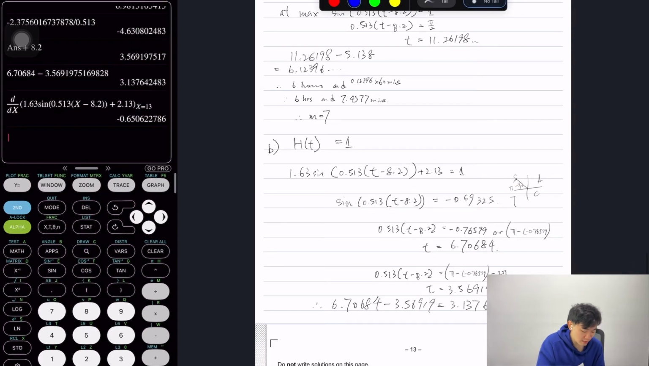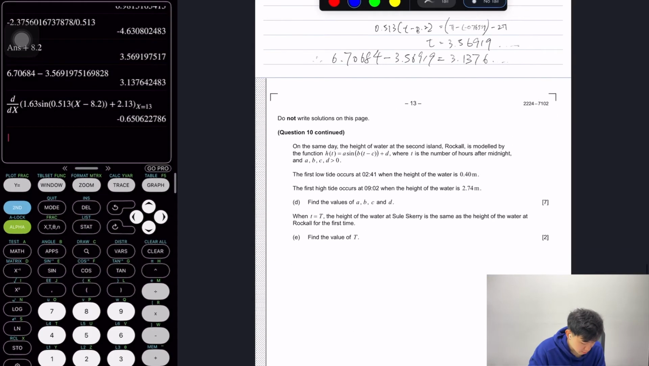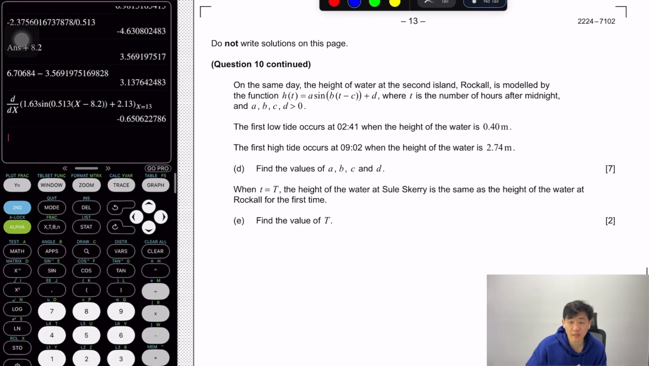Okay, that's it. We shouldn't take too much time for this one. Because of the calculation for when h of t equals 1, you use the graphical method and then find the intersection. That's the easiest, okay? All right, so question 10 continues.